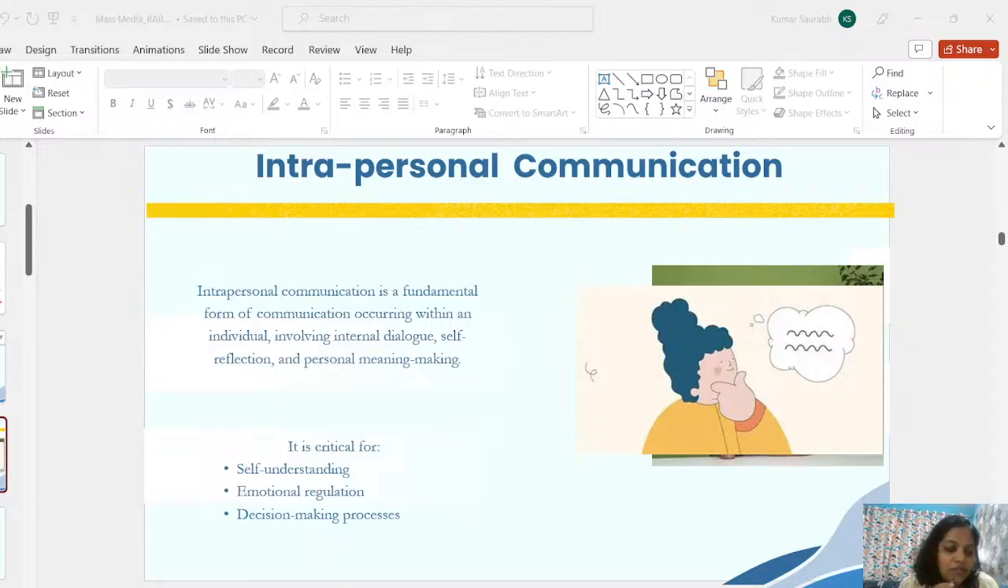Like we are asking questions, we have a lot of things in our head, even if we are just lying down on a bed, still we are doing intrapersonal communication. So intrapersonal communication is something where you're involving the internal dialogue, the self-reflection, the personal meaning making. You're understanding yourself, you are emotionally regulating yourself in intrapersonal communication.